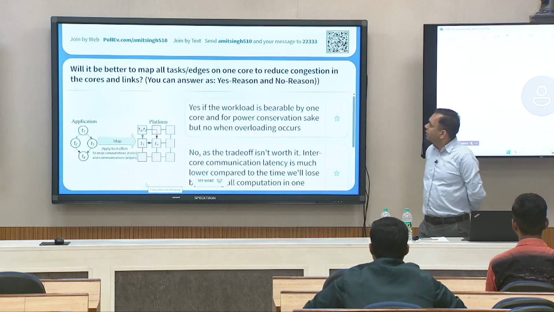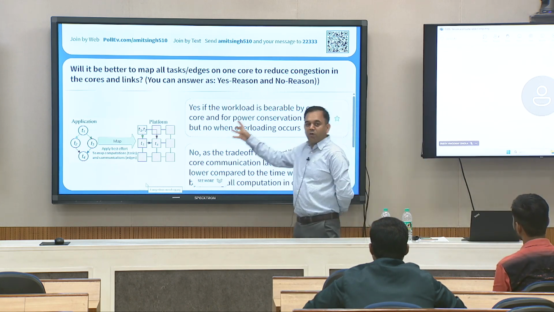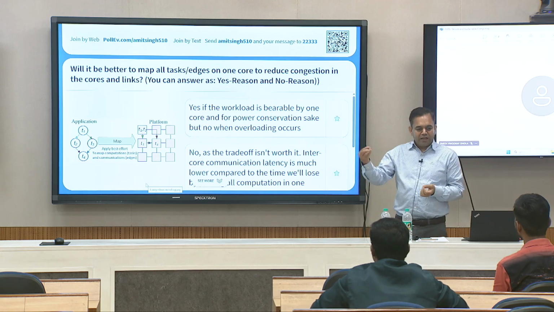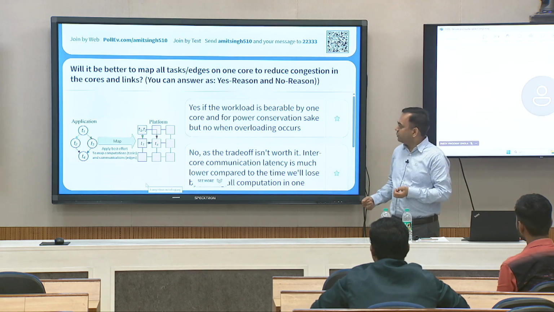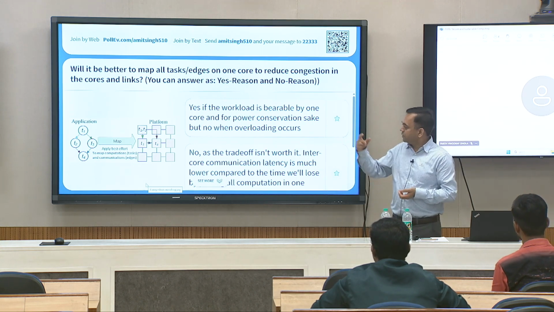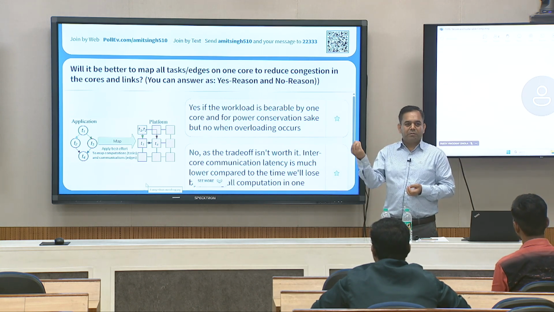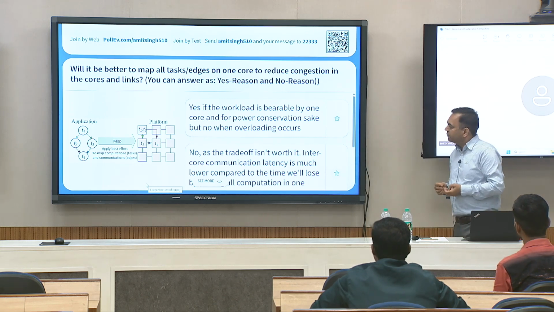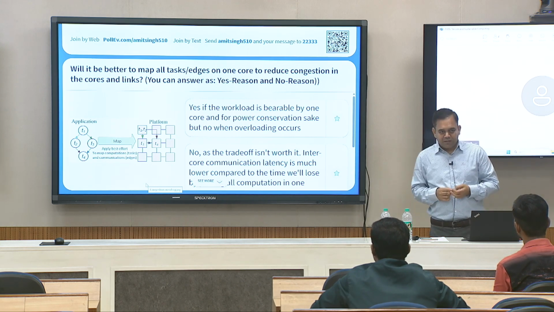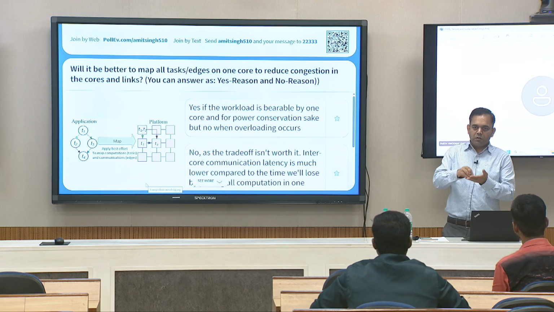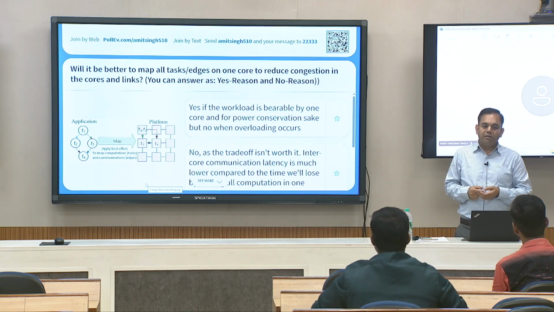Same here. If you put everything on one core, there is no congestion in the link, because they can talk through the shared memory on the same core. But it will take a long time to execute because that core has to do some kind of ordering of the tasks. So it will take more time. Not worth it. Both the load on the cores and the load on the links should be minimized or balanced.